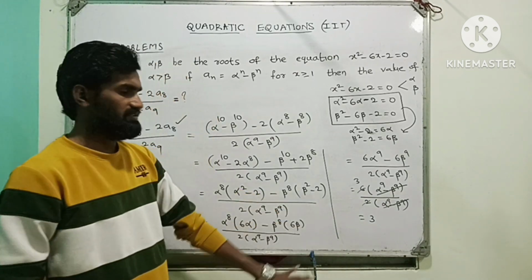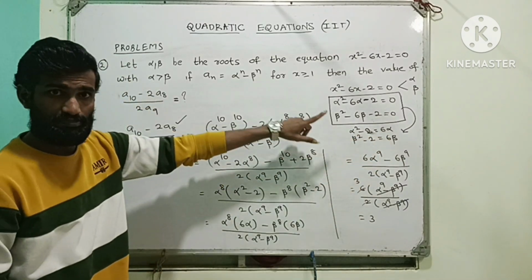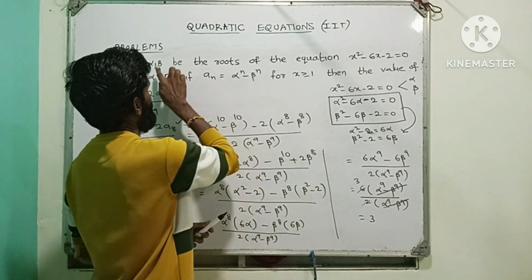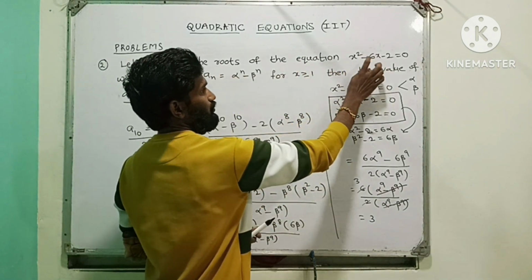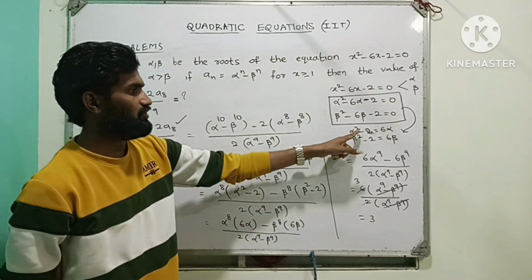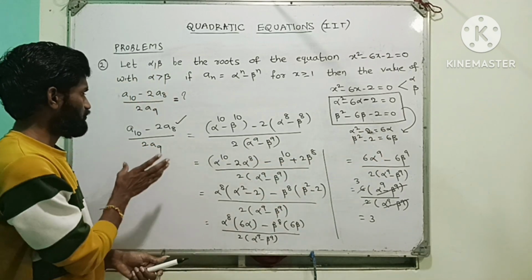Very simple. This is the previous question. Very simple question, and it is a repeated question also. So what you need to do? If alpha, beta are the roots of this equation, you need to substitute alpha, beta. So from this you can write alpha square minus 2 as 6 alpha and beta square minus 2 as 6 beta. And we need to solve this one.